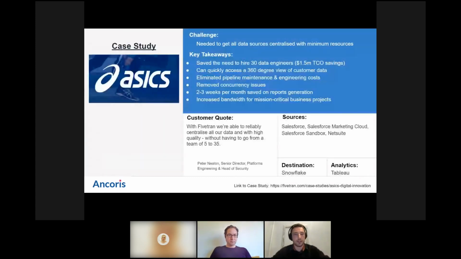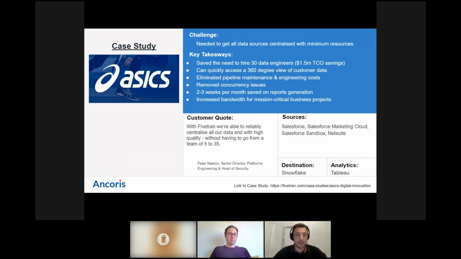To finish up my piece, I'm going to talk very quickly about a case study we have called Asics. Asics is the gymwear and footwear brand. Asics needed to centralize all of their siloed data sources into their data warehouse with minimal resources. They were going to have to hire 30 data engineers to do that work. After using Fivetran to automate the pipelines, they've saved the need to hire those 30 engineers, which is about 1.5 million in total cost of ownership savings per year. They can now quickly get a 360-degree view of all of their customer data.